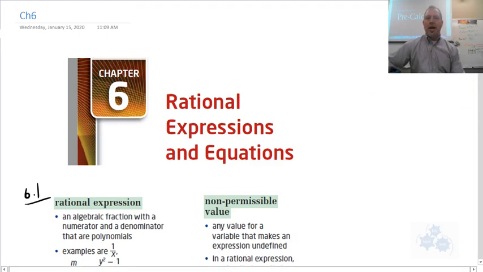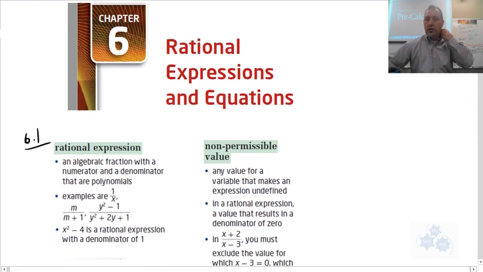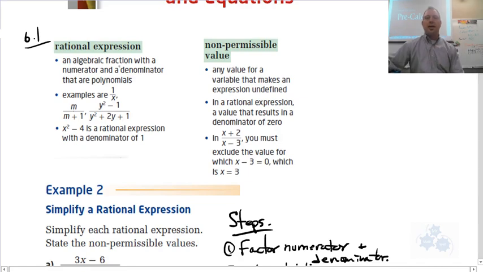Chapter 6, we're talking about rational expressions and equations. So a rational expression is anything where you have a ratio. See that? It's a ratio. Here's a ratio of two terms. And usually one or both of them are polynomials like this, and that's where we kind of have to work with this kind of stuff.